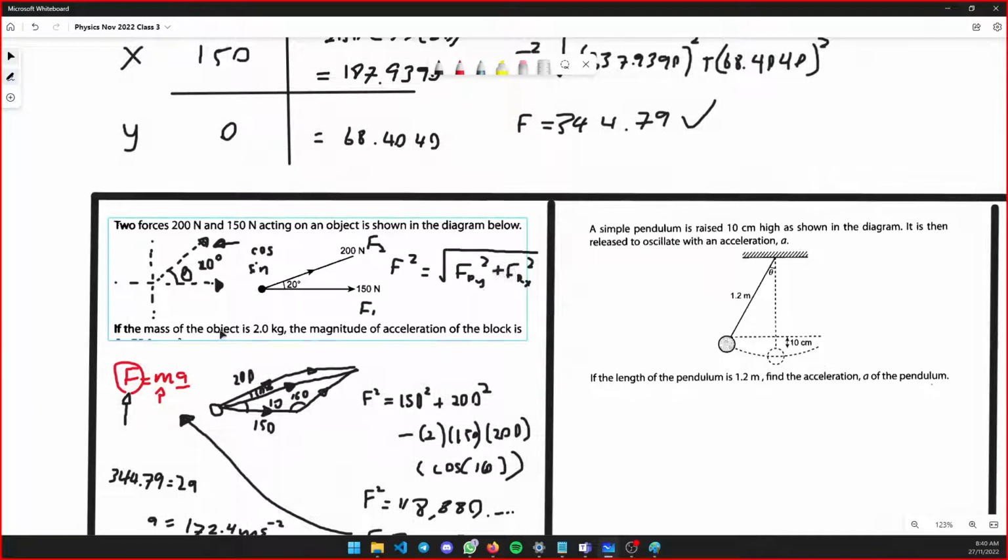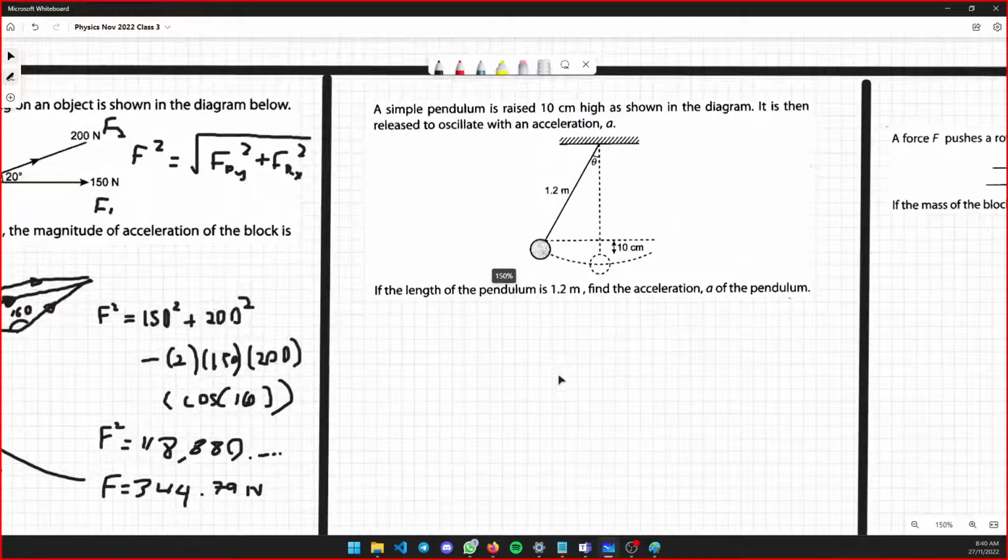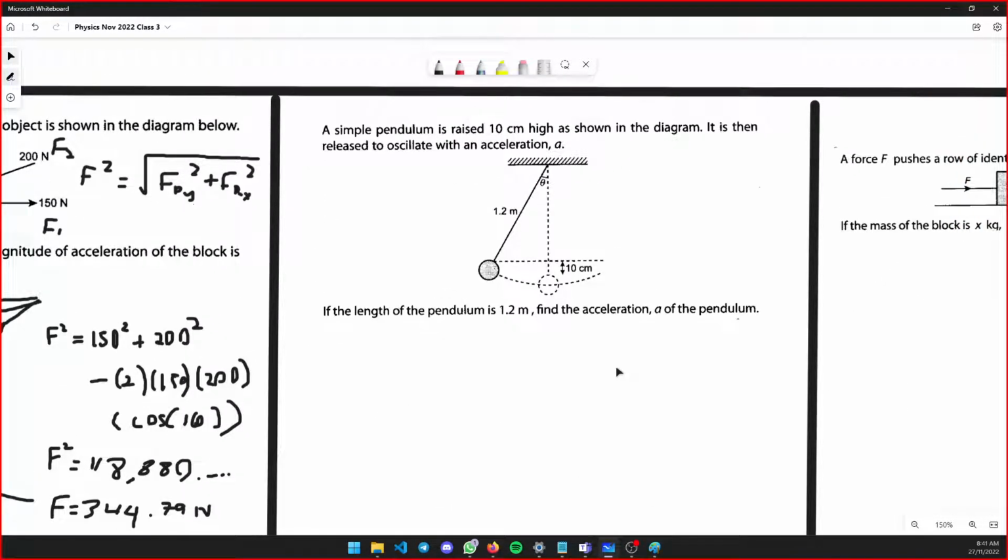This is actually an objective question. I just removed the answers here. I don't want to show the answers, because I know you guys, if I give you ABCD, you just start guessing. You'll say, oh, I don't have enough time, I'll start guessing.